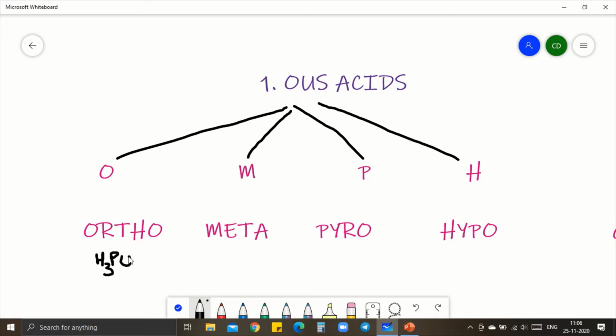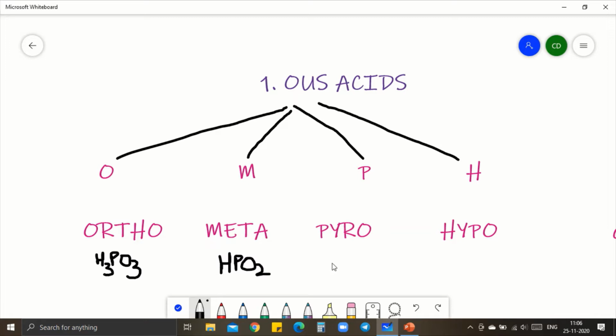H3PO3. Just try to remember only this formula. Coming to meta, remove one water molecule from this orthophosphorus acid. HPO2. Just I removed 2H and one O. HPO2. This is the formula of metaphosphorus acid.